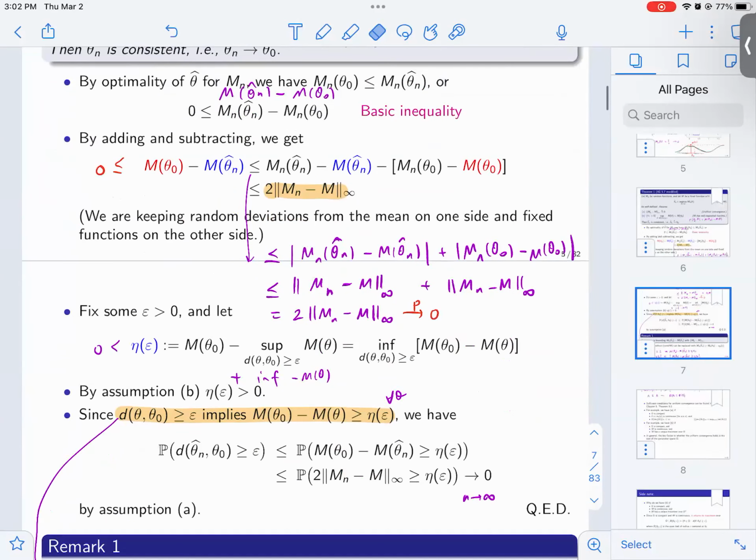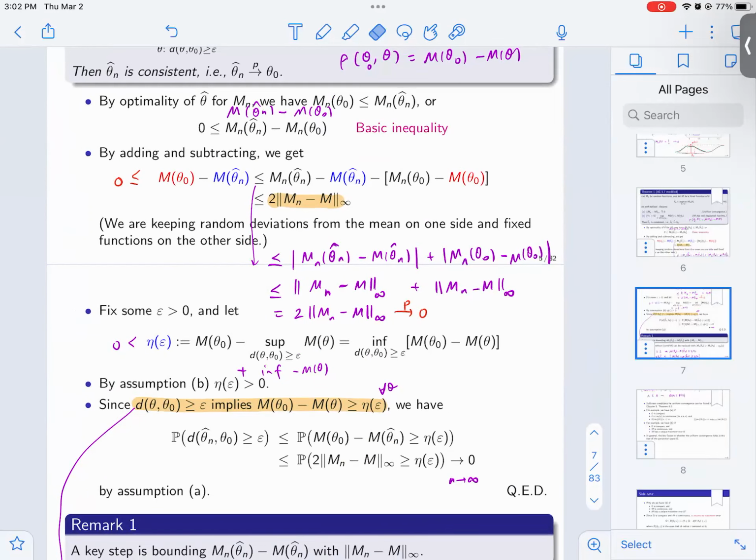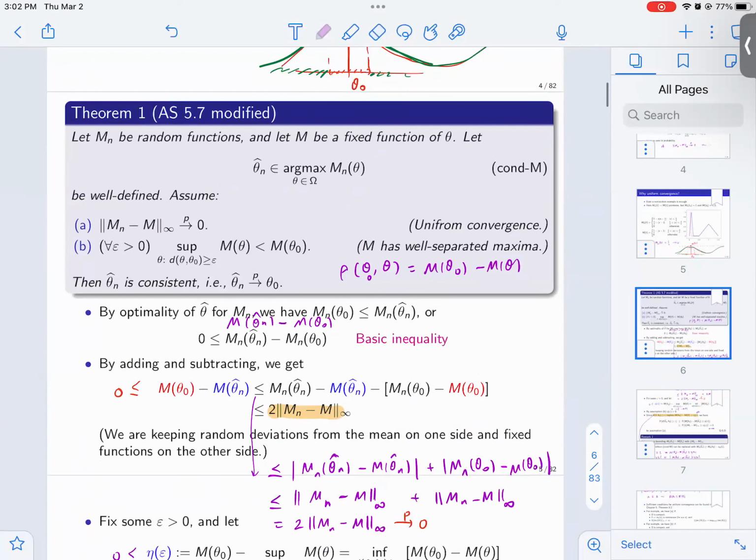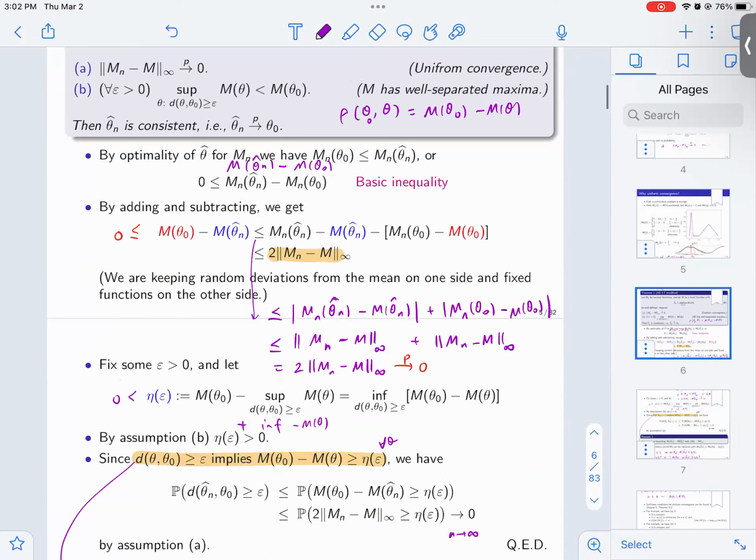So any questions? Consistency of M-estimators. That's our main result for today, consistency of M-estimators. Questions?